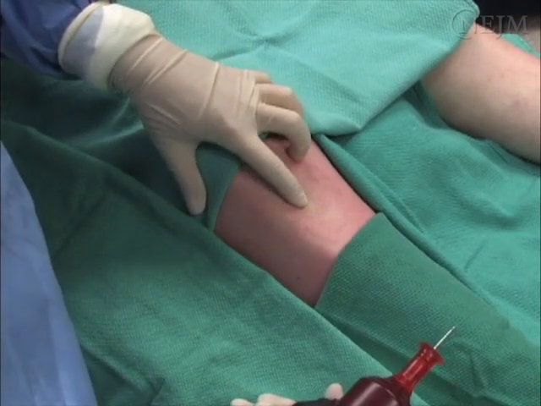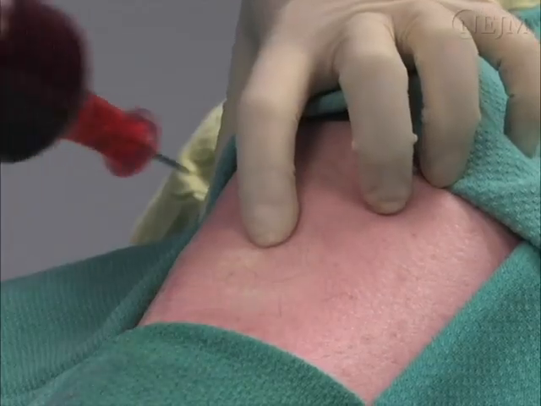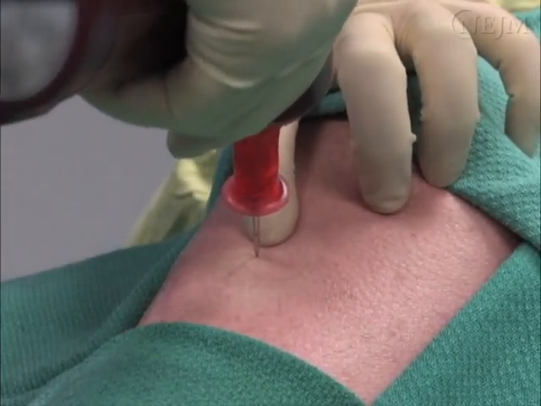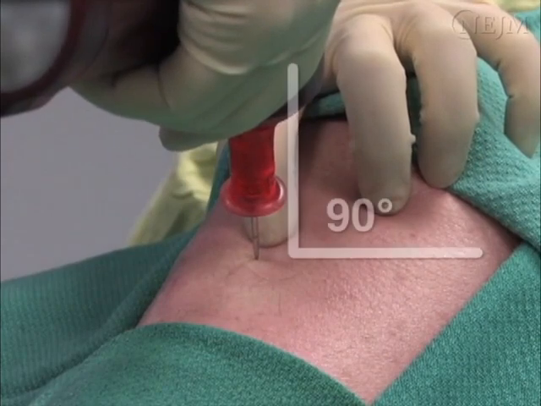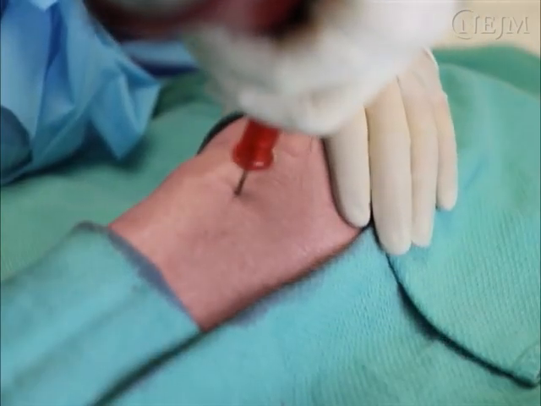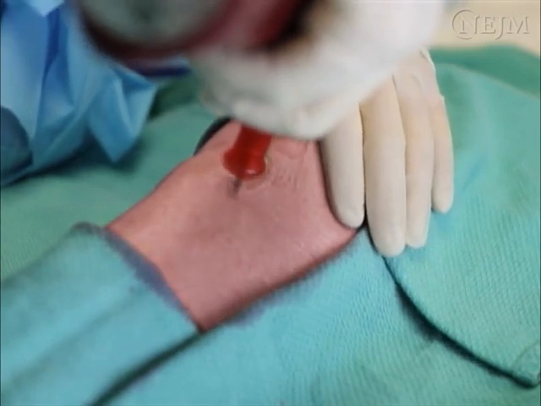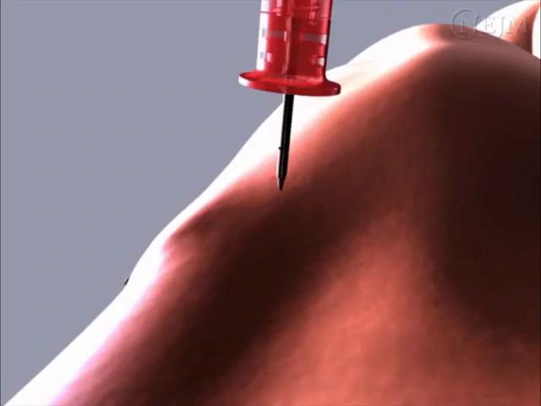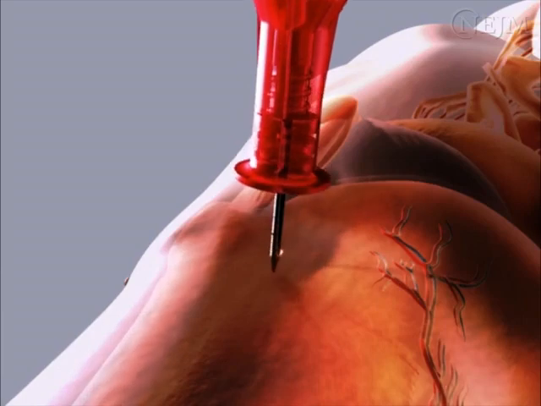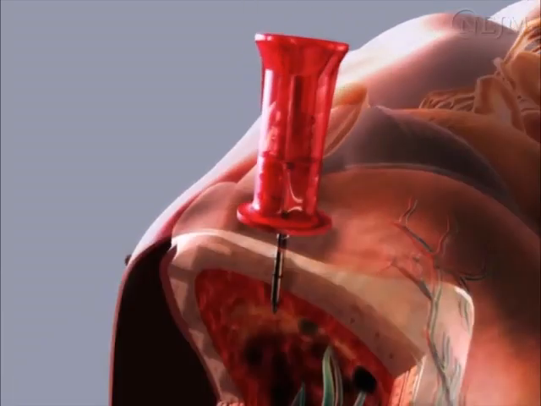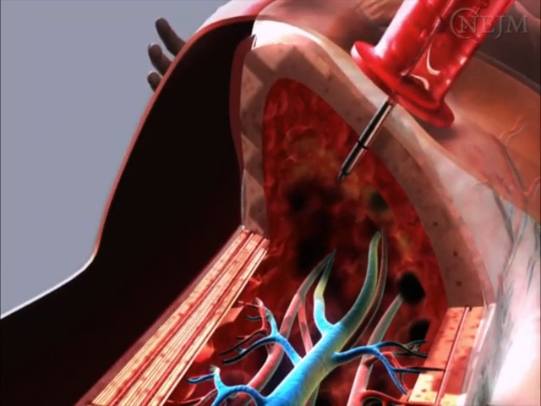Stabilize the leg with the non-dominant hand. Holding the drill in the dominant hand, position the needle tip at a 90-degree angle to the surface of the bone. Press and hold the trigger and gently guide the needle through the tissues, avoiding excess pressure. A sudden loss of resistance indicates that the needle has penetrated the cortex and has reached the medullary cavity.